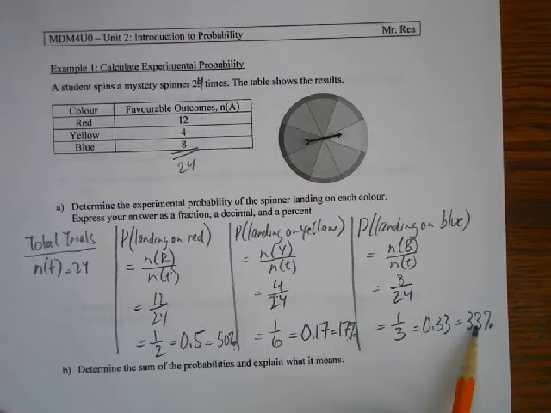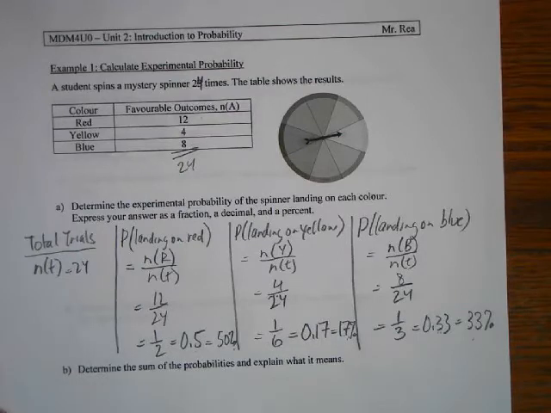100%. Or if you add up the decimals, they should add up to 1. Or the fractions should also add up to 1, and they do in all these cases, even with our rounding. So that's a good sign. Now, determine the sum of the probabilities and what it means.